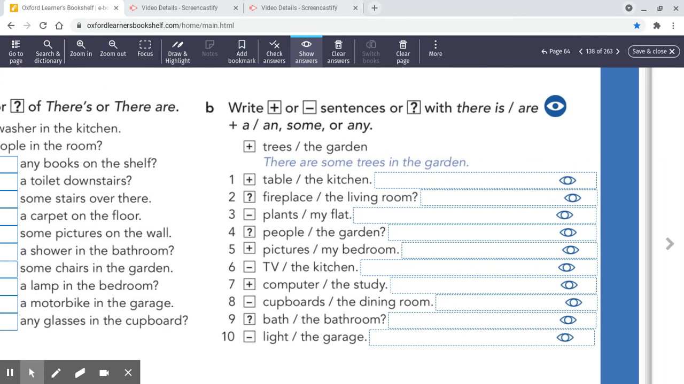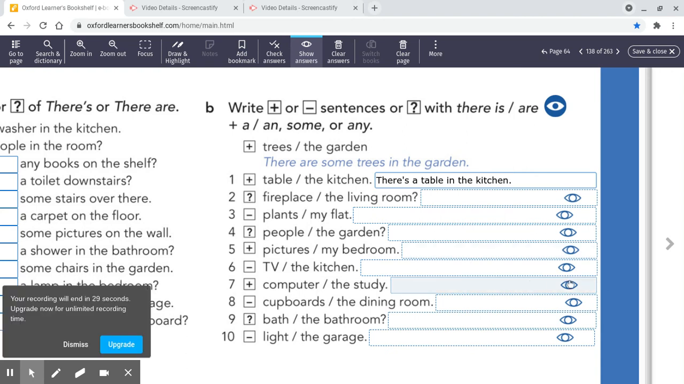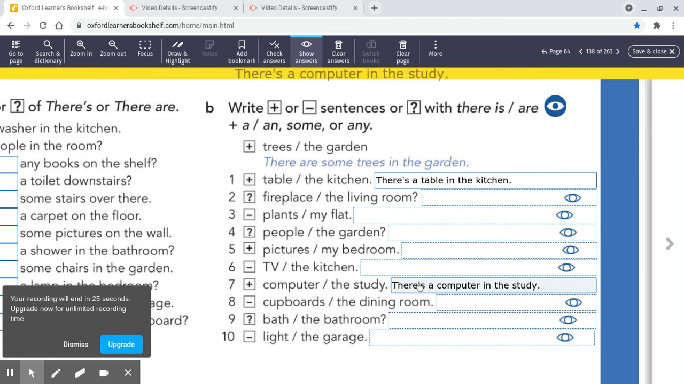Let's make it even more complicated. We're going to have some negatives. Okay. This takes some practice. Again, use the website. Right. Should we do all the positive ones? Yeah. Table, kitchen. Just one. So there is a table in the kitchen. Let's try and find another one. Computer, study. There is a computer in the study. Okay. Do it that way. It's much easier, isn't it?